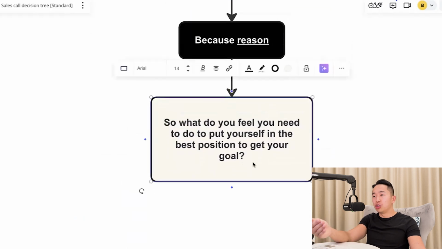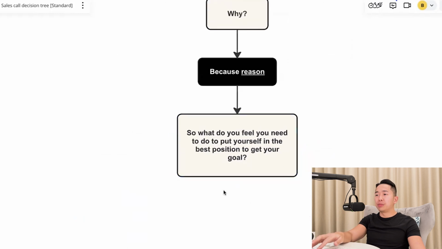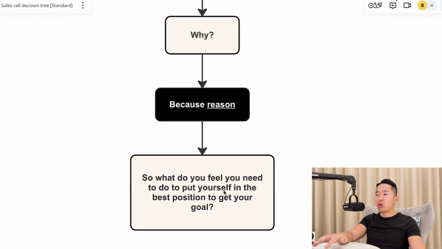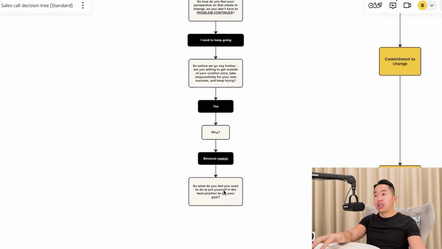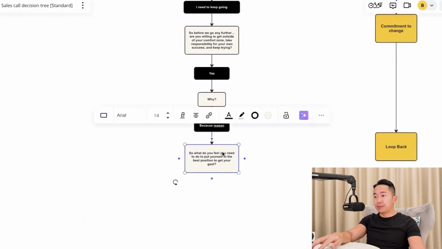So what do you feel you need to do to put yourself in the best position to get to your goal? Okay. This is a loop. Something I learned from Matt Ryder. Okay. So what do you feel you need to do to put yourself in the best position to get to your goal? Okay. Now, again, this is not the only reframe you can do. There's a bunch of things you can do. I'm just giving you one example. Okay. So you do that.